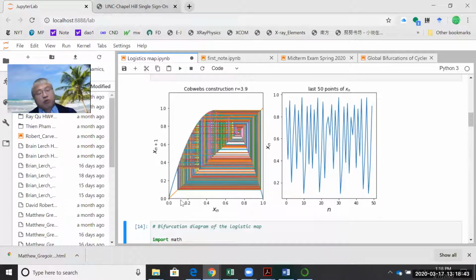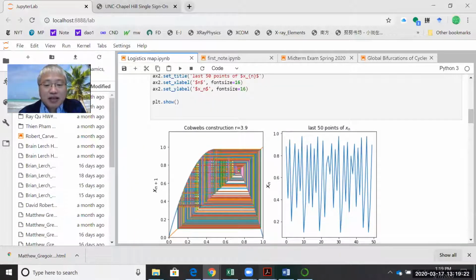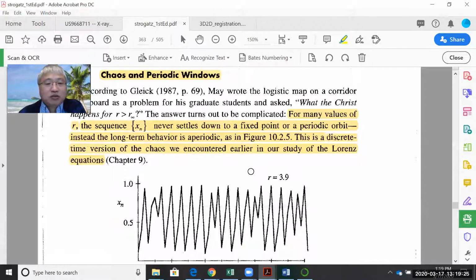Namely, if you add all those points together, they have 0 length. Even though there are infinitely many points here, think about the rational numbers, for example. All the rational numbers between 0 and 1 are only an infinitesimally small set of the continuum. So that's what it means: it's an infinite set, but has 0 measure. And here are the last 50 points. You can see it doesn't repeat itself. So you might think this behavior just continues for all values of R.